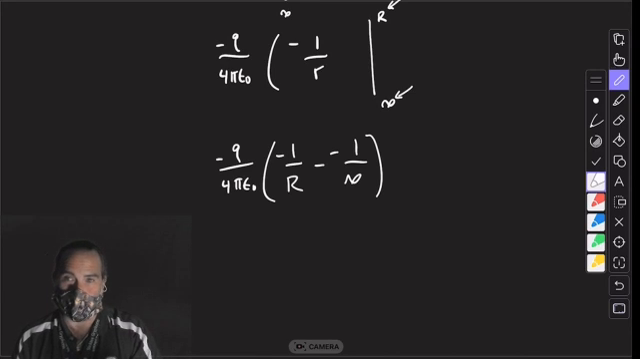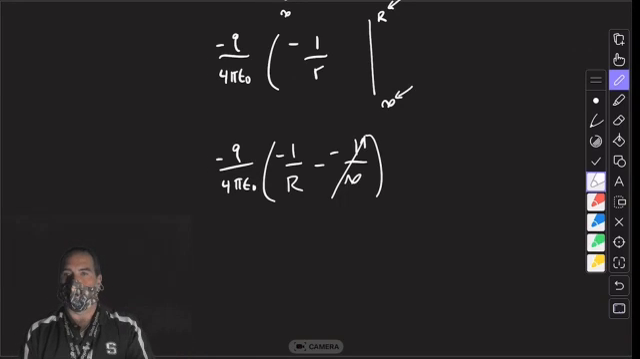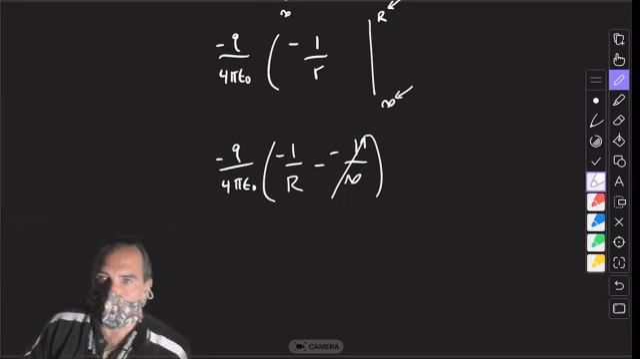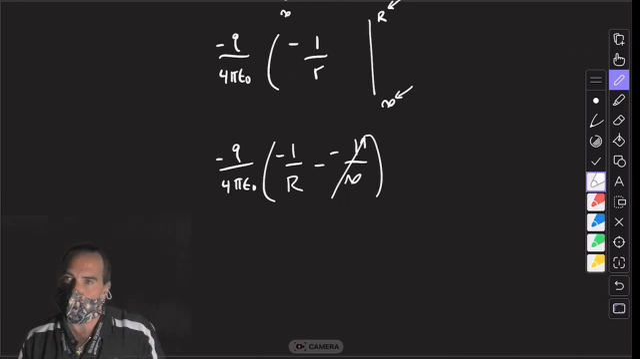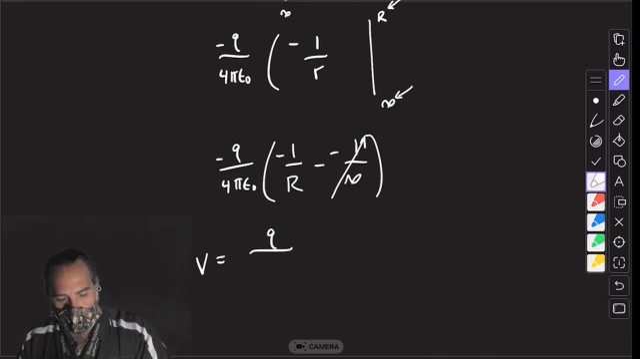So in physics, we get this a lot. We don't actually have infinity, but if you go far enough away, the distance is so far that it might as well be 0 here. And my negatives will cancel out, and I'm going to get for my electric potential Q over 4 pi epsilon naught times r.